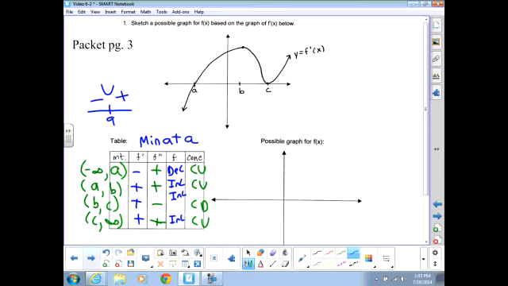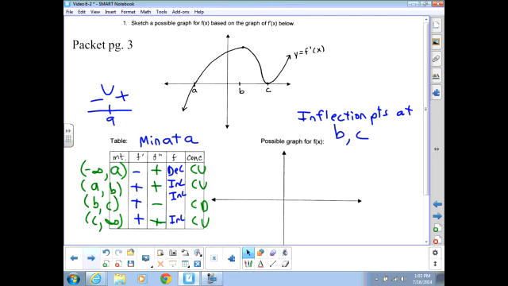Our second derivative, when it changes sign, that's where we have inflection points. Well, those are changing sign at b. At b, we switch from positive to negative. So we're going to list that we have inflection points at b. At c, we switch again from negative back to positive. So we've got two inflection points.